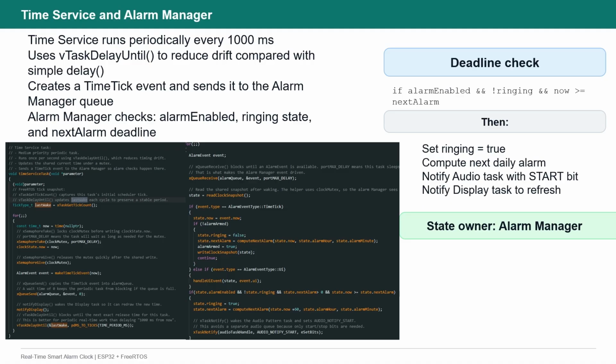When a time tick arrives, the alarm manager checks the alarm deadline. If the alarm is enabled, the alarm is not already ringing, and the current time is greater than or equal to the next alarm, the alarm manager starts the alarm. It sets the ringing state, calculates the next daily alarm, notifies the audio task to start, and tells the display task to refresh.